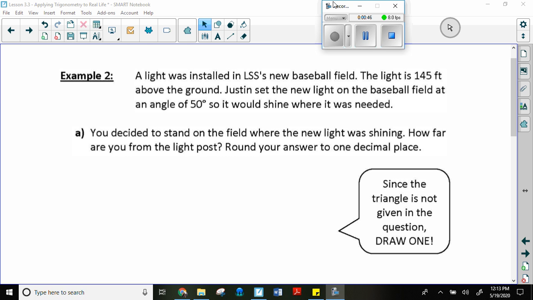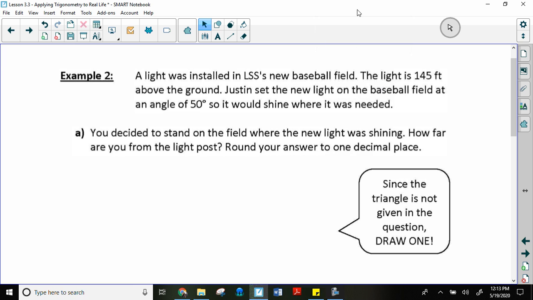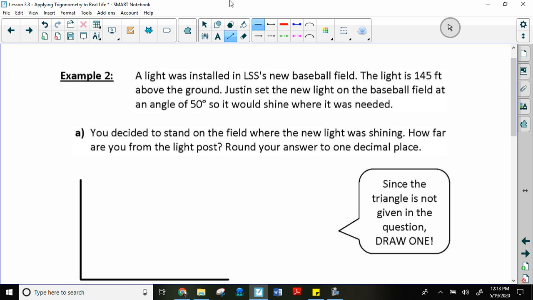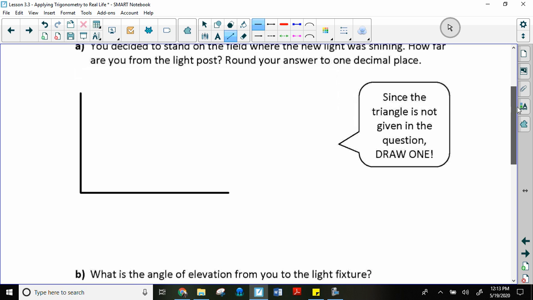Okay? A light was installed in LaSalle's new baseball field. The light is 145 feet above the ground. Stop there. Draw something. I'm going to draw the light above the ground, and then I'm going to draw the ground. There's my 90-degree angle. I don't know why I had to make it so large.